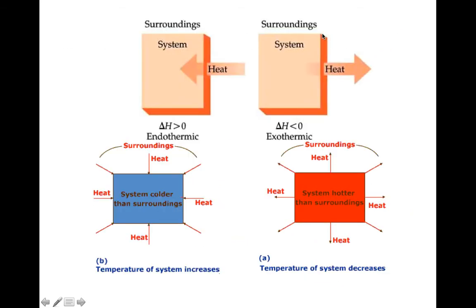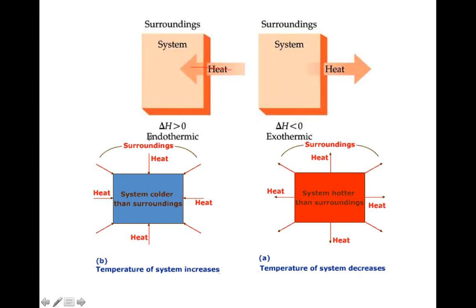So let's take a look at how we can visualize in our heads the difference between endothermic and exothermic. What we have to visualize in our brains is a system where the reaction is happening, and the surroundings, which is the area that surrounds the system or the reaction, what we call the atmosphere. In an endothermic reaction, get my pen out again, heat is going in.